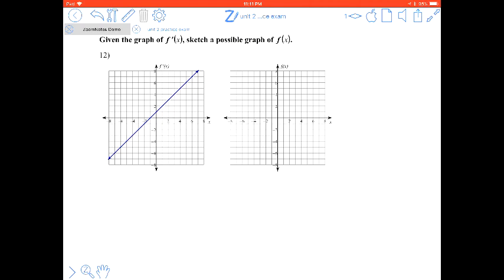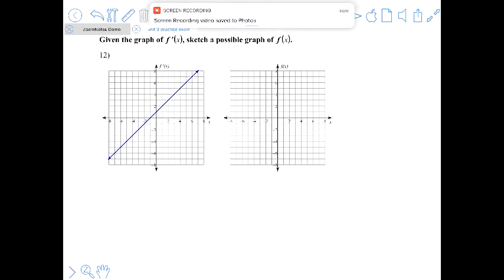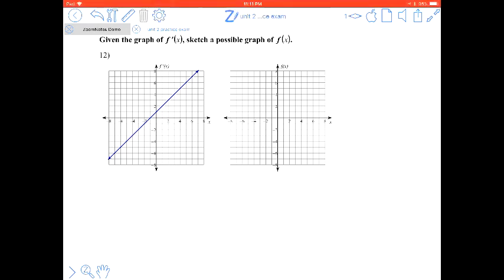So question 12 is from section 3.7. They're wanting us to conceptually analyze the difference here between a graph that represents the graph of a first derivative and what a possible actual function might look like. Now, this first derivative graph, this part that I'm highlighting, is negative because it's below the x-axis.